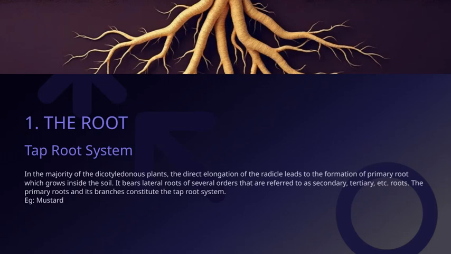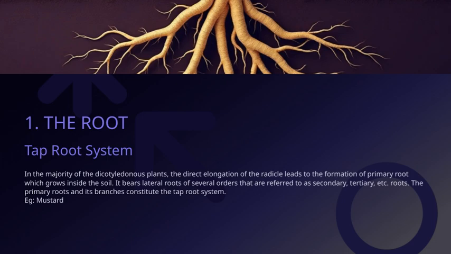In most dicotyledonous plants, the process begins with the direct elongation of the radicle, which is the embryonic root. This elongation results in the formation of the primary root that grows downward inside the soil, anchoring the plant firmly. As it develops, the primary root starts to produce lateral roots, which can be of various orders. These are called secondary, tertiary roots, and so on.